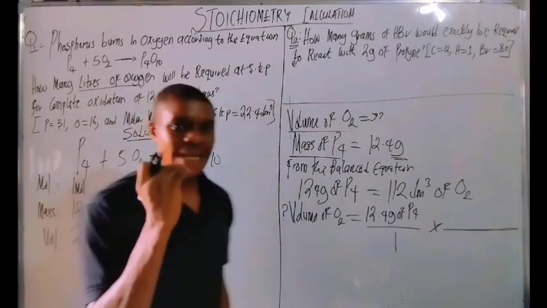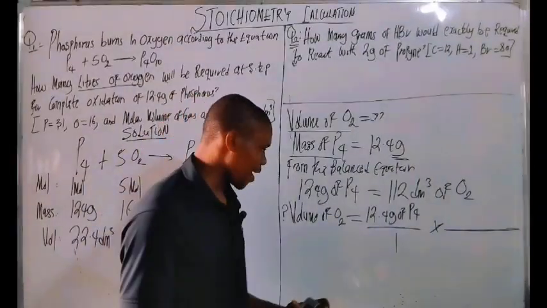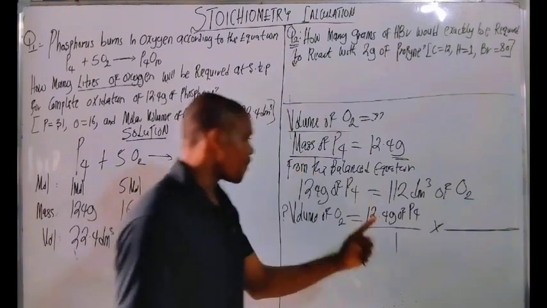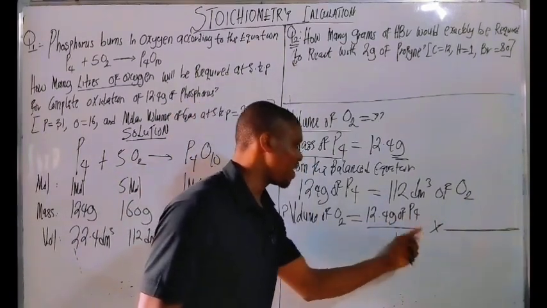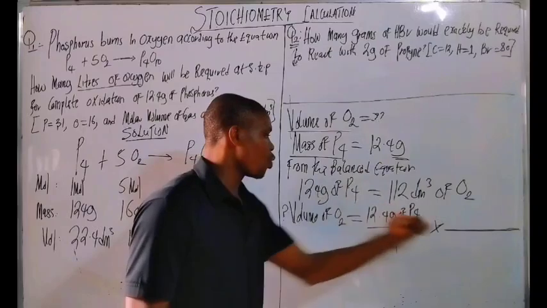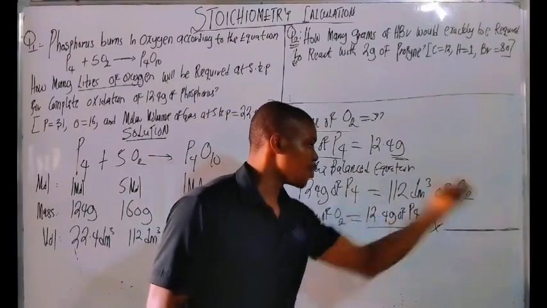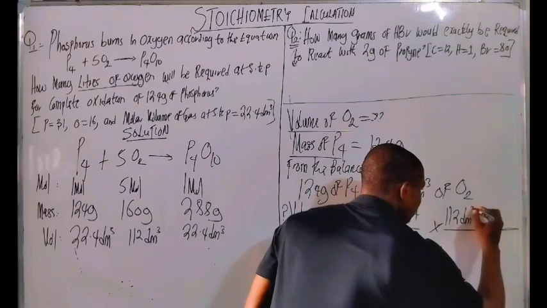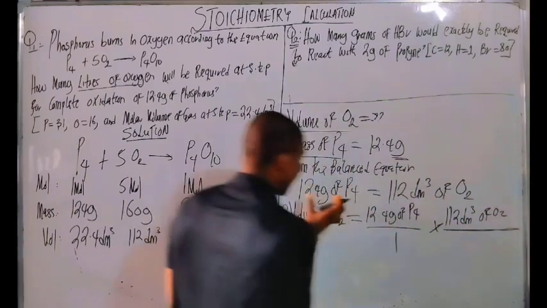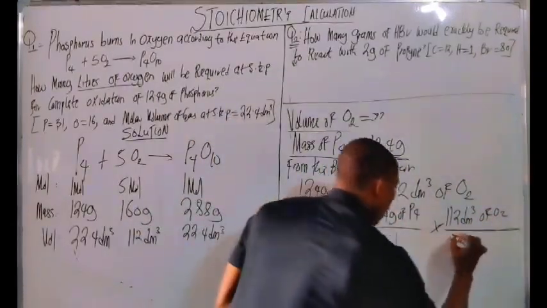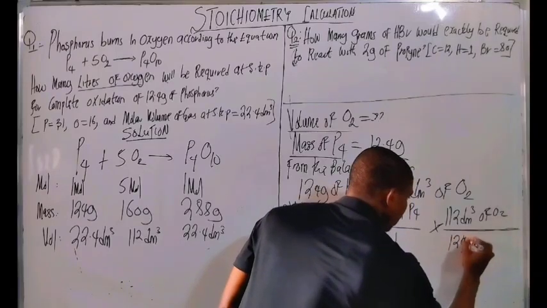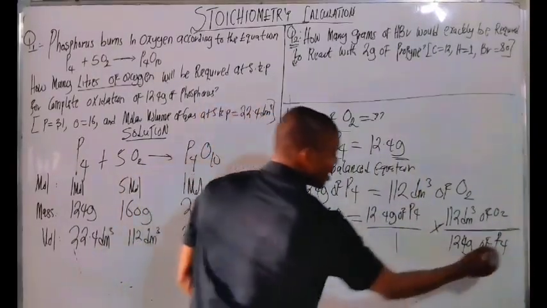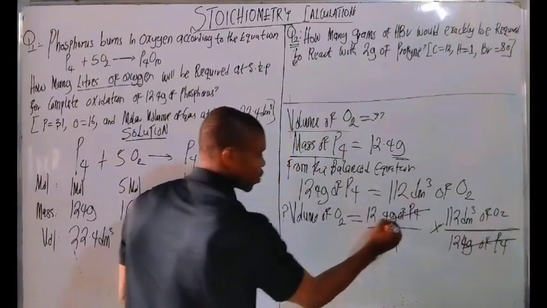Now, the last step is this. You must arrange it in a way that you cancel out units. Let me explain to you. It's very easy. Gram of P4 is already at the top, so this one will go to the bottom. Then I'm going to have 112 dm cube of O2 at the top, and this one will come down. Here we have 124 gram of P4.